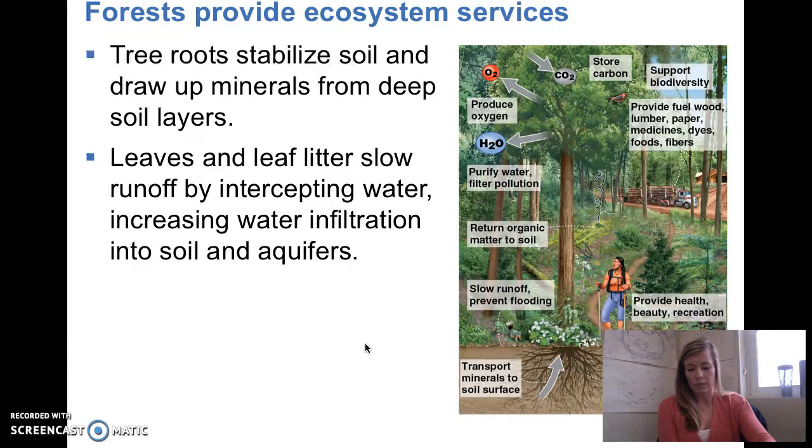All right, so we're talking about ecosystem services. So forests do so much for us as an ecosystem. So remember, the ecosystem services are things that an ecosystem provides to us for free.